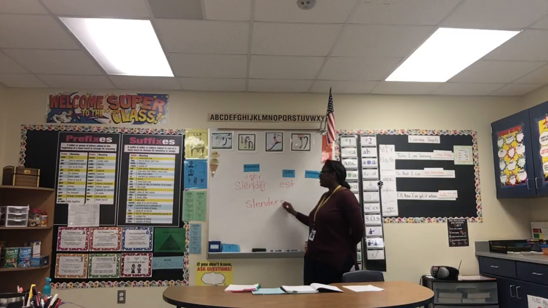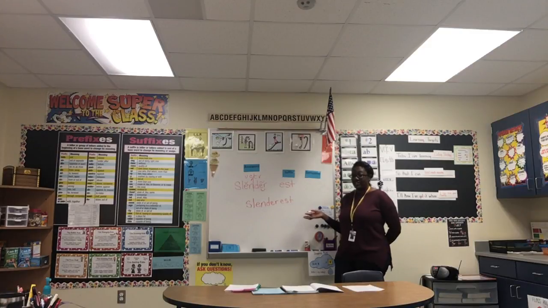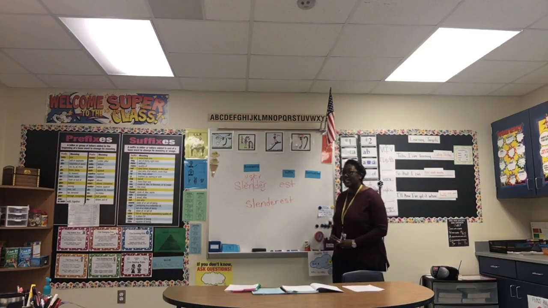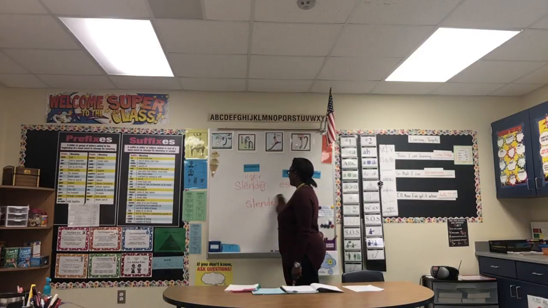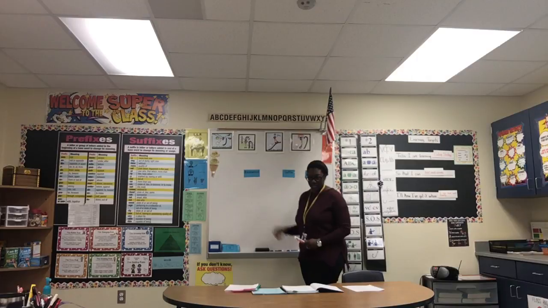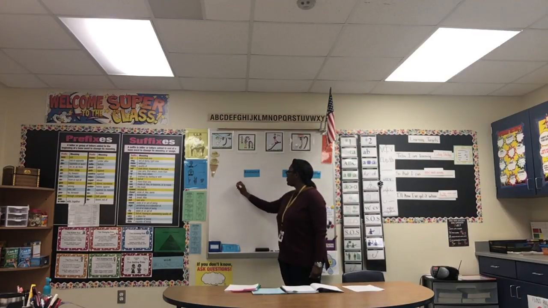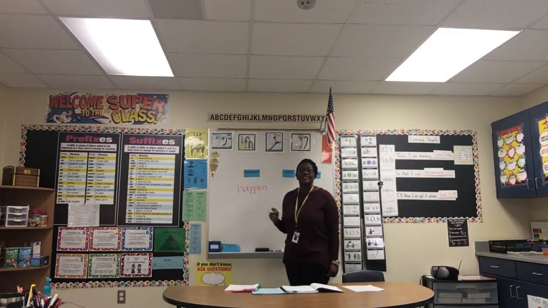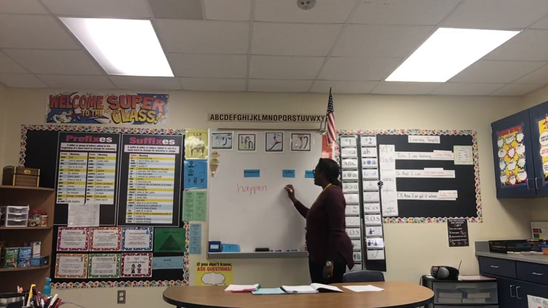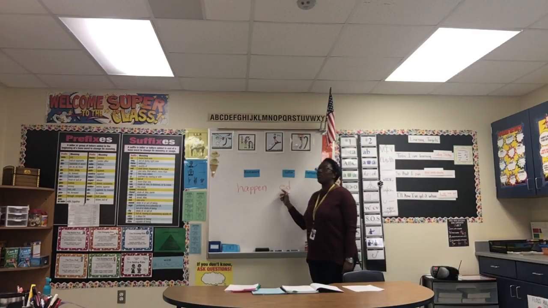S-L-E-N-D-E-R. And you just add your vowel suffix, E-S-T. Slenderest. Okay? Let's do a couple more. Number 3, happened. Base word, happen. Suffix, ed. It's a vowel suffix, so you always want to look to see if it's a vowel suffix.